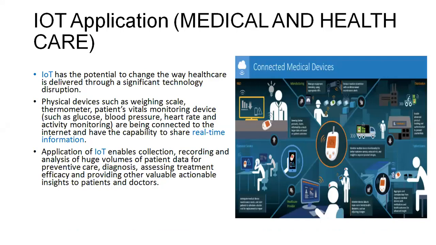So IoT has the potential to change the way healthcare is delivered through a significant technology disruption. How do we implement IoT in healthcare? We will see physical devices such as the weighing scale, thermometer, and patient vital monitoring devices for glucose, blood pressure, heart rate, and activity monitoring being connected to the internet and having the capability to share real-time information. So everything is connected to the internet.